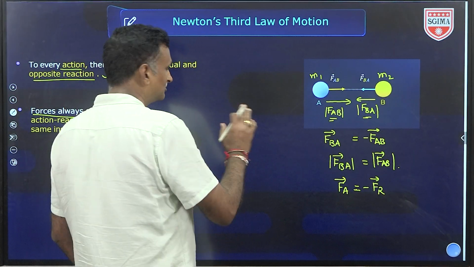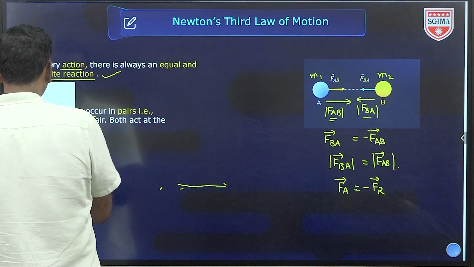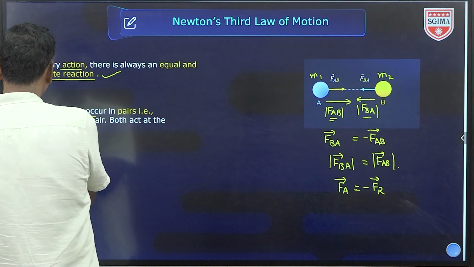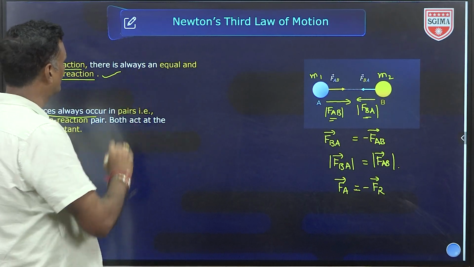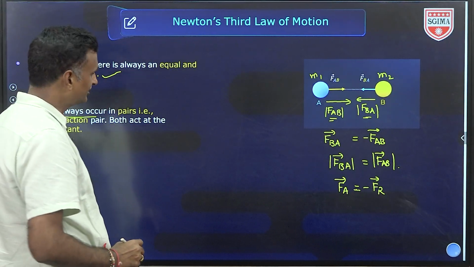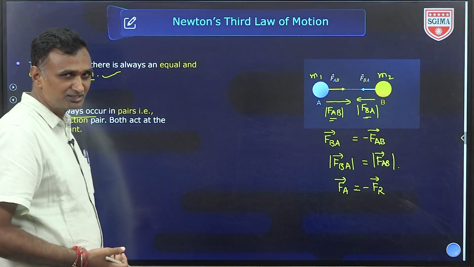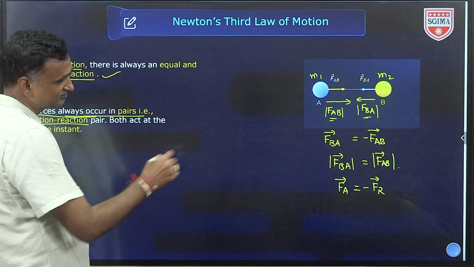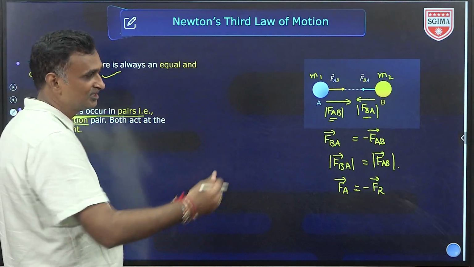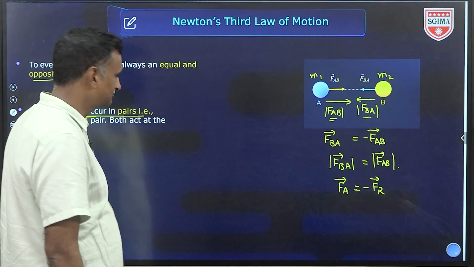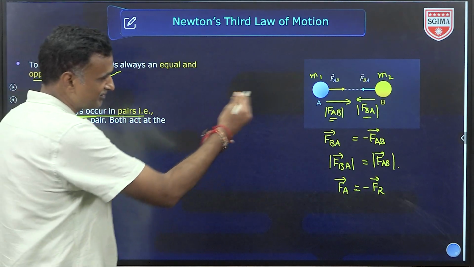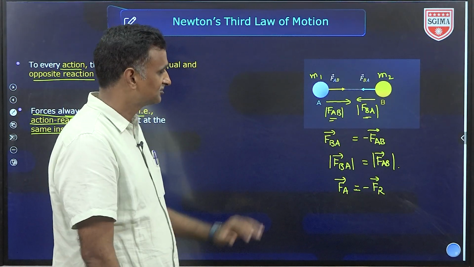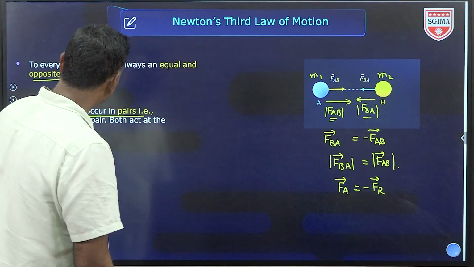Once again, what is the statement of Newton's third law? For every action, there is an equal and opposite reaction. That is the major statement of Newton's third law. And forces always occur in pairs, that is an action-reaction pair: one exerts a force on the other, which is the action, and the second exerts a force on the first, which is the reaction. Both act at the same instant, simultaneously. So, that is the basic introduction. Let us move on to the next slide.